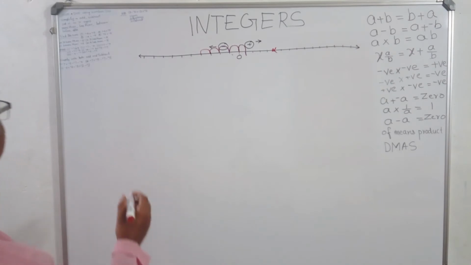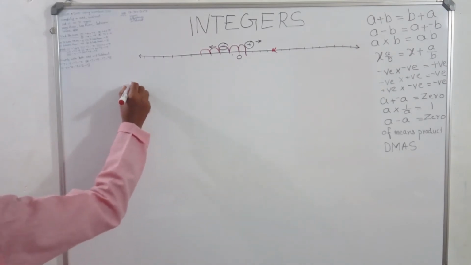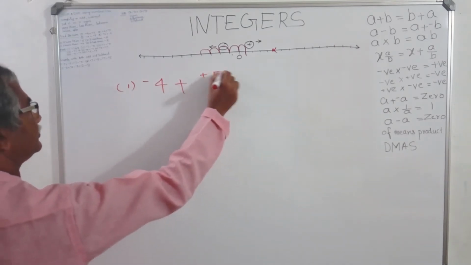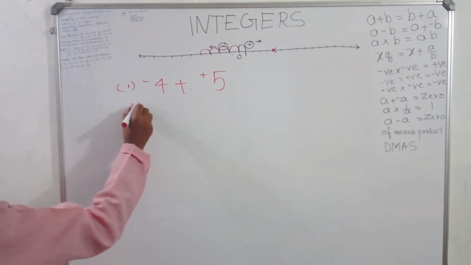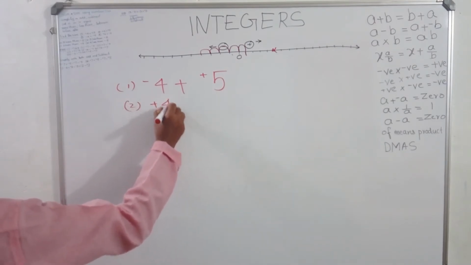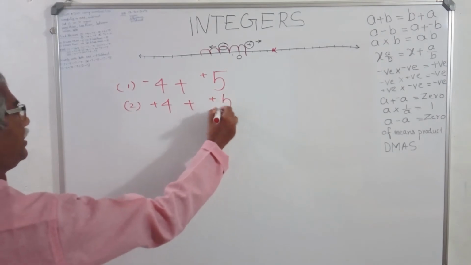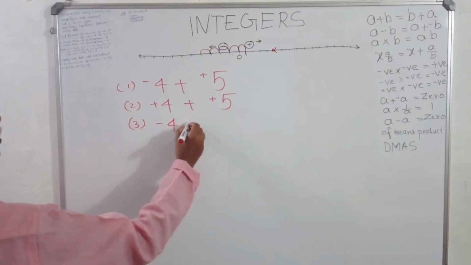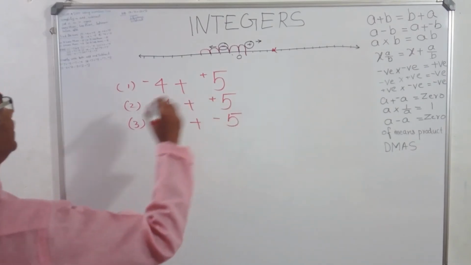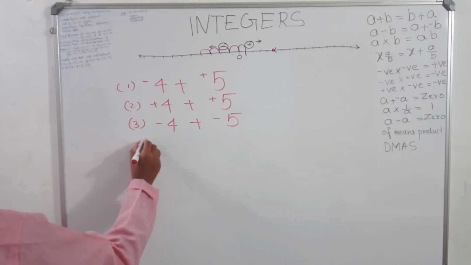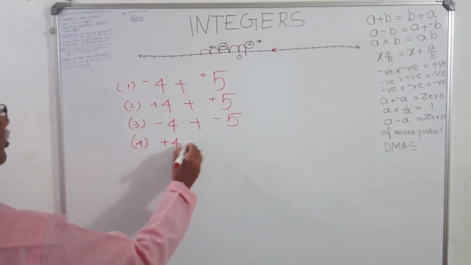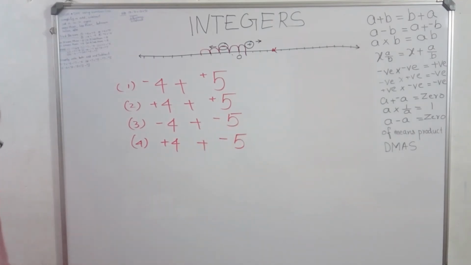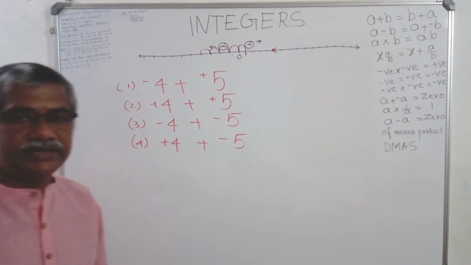So you can practice. First one, -4 plus +5. Next, +4 plus +5. Next, -4 plus -5. Next, +4 plus -5. You can do it yourself. Then later I can find out the answer.